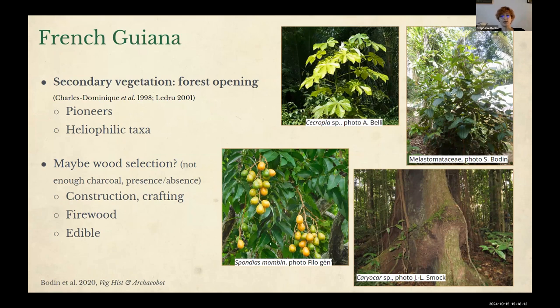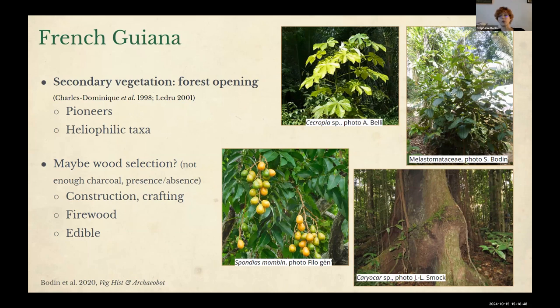And then we found also wood that can be seen as useful. So first, wood with good fuel properties. We found also taxa which produce edible fruits, such as this one, Spondias mombin. We found also wood that can be used for construction or crafting, according to the present uses known among Amerindian populations today.